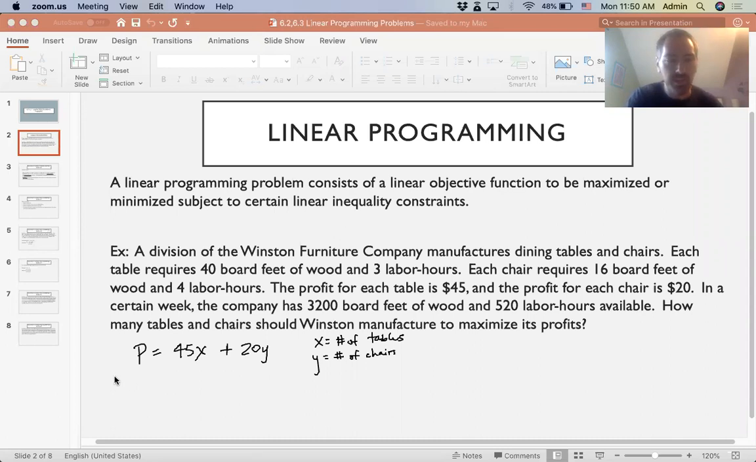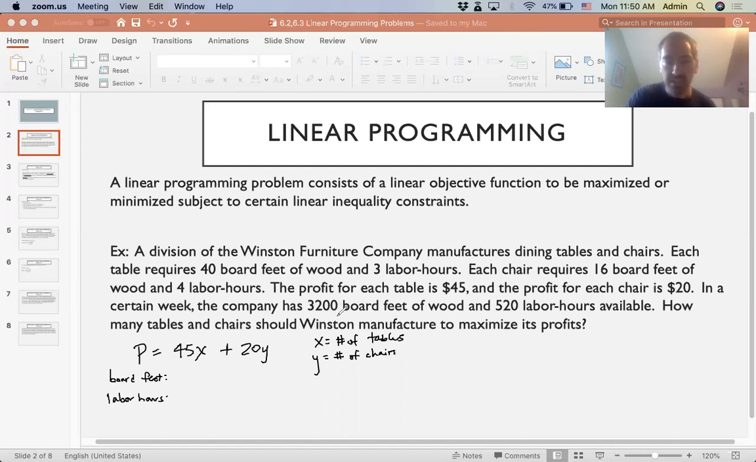Okay, let me write this down. So we've got the board feet requirement, and then we've got the labor hour requirement. Because we have a limited number of board feet that we have available. Also, we have a limited number of labor hours that we have available. All right, we have 3,200 board feet of wood that we can use.